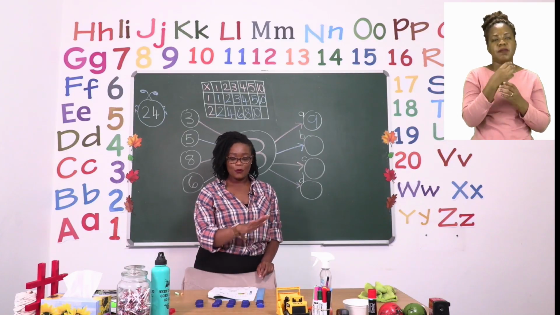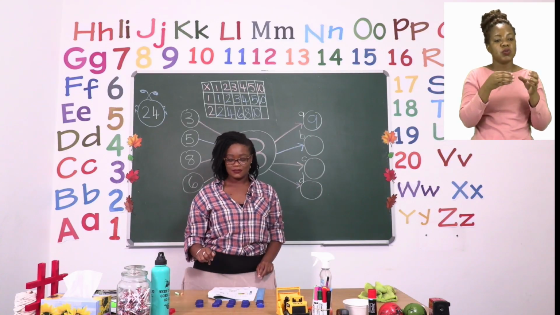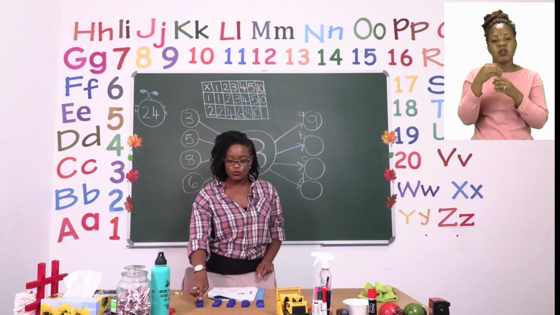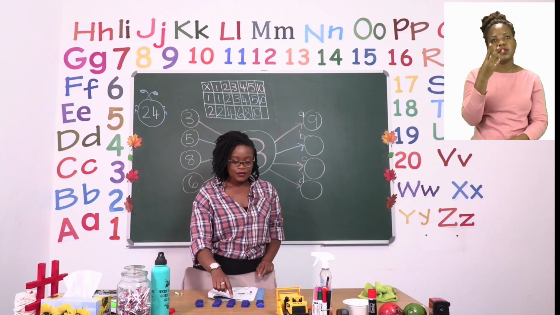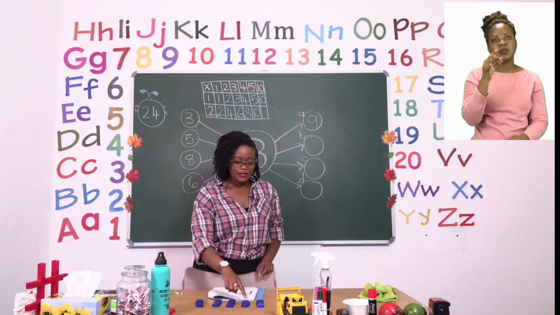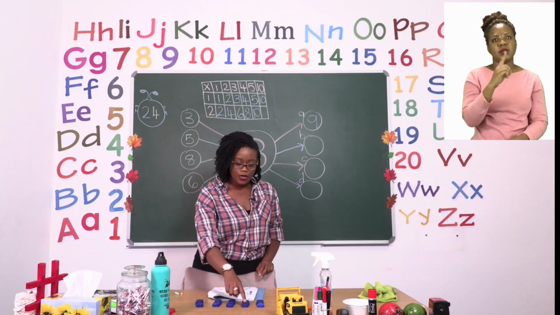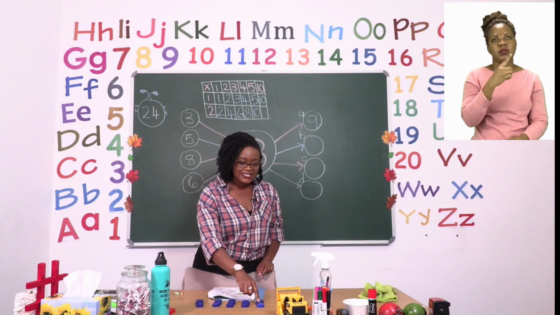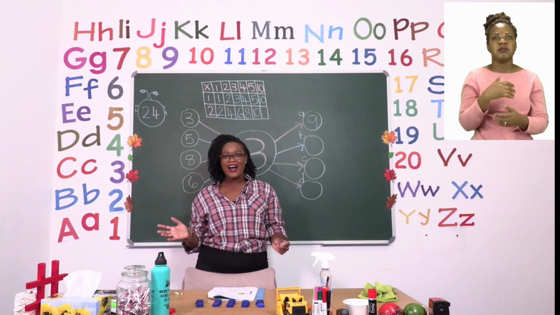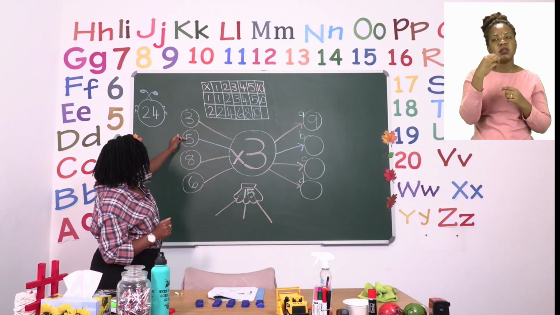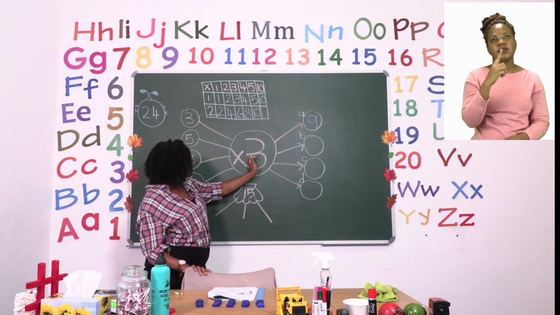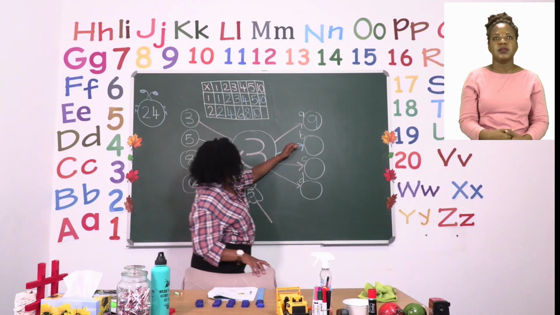Now I need to count all of my counters. 1, 2, 3, 4, 5, 6, 7, 8, 9, 10, 11, 12, 13, 14, 15. So our answer is 15. So 5 times 3 equals 15.